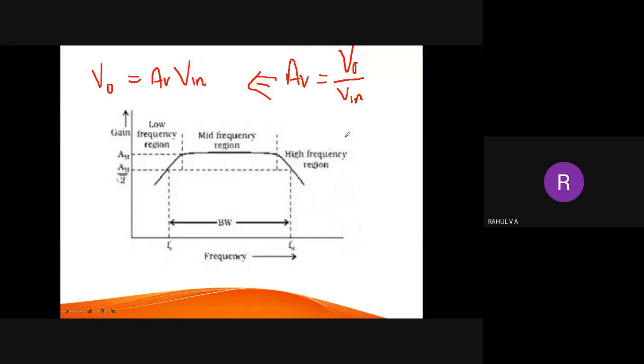Say for example, I am setting the gain to 5. My gain is 5, that is, I have a constant voltage gain of 5. When input voltage is 1 volt, so 1 into 5, output will be 5. When input voltage is 2, so 2 into 5, output is 10. When input voltage is 3, 3 into 5, 15. So you can see as the input increases, proportionally output increases.